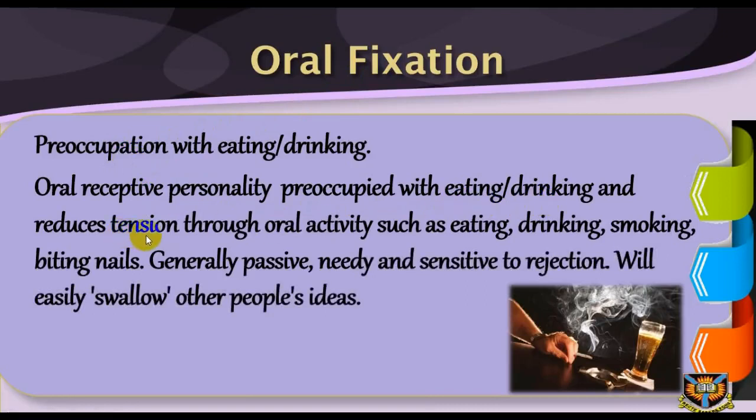Oral fixation. The oral receptive personality is preoccupied with eating or drinking and reduces tension through oral activities such as eating, drinking, smoking, biting nails. This has two possible outcomes. They are generally passive, needy, and sensitive to rejection. They will easily swallow other people's ideas.